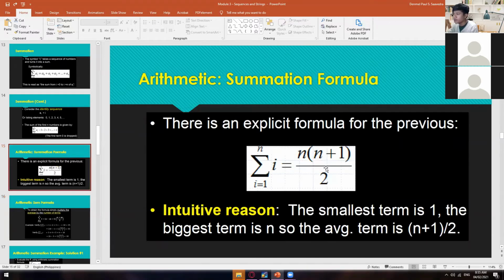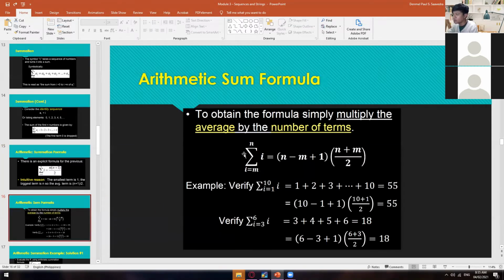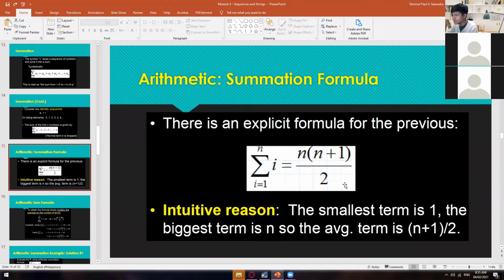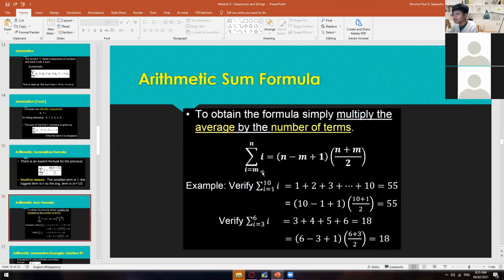So you can use this formula if it's only ranging from 1 up to the given limit. But this one is much more flexible. So this is the easiest way if it's starting from 1. But if it's starting now from 2, 3, 4, 5, and so on and so forth, then you have to use this formula now. So just memorize this one. So n minus m plus 1 times n plus m divided by 2.